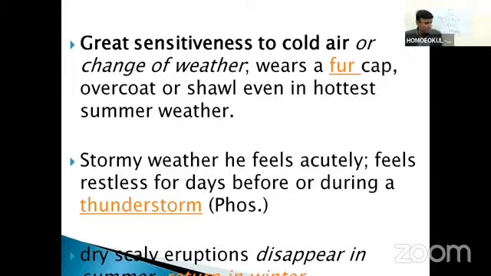Stormy weather, he feels acutely, feels restless for days before or during a thunderstorm. We all know that the leading medicine is Rhododendron. Also keep in mind Rhus tox. Also keep in mind Phosphorus, which is also very fearful of thunderstorm. Also keep in mind Petroleum, Agaricus, Gelsemium, Sepia.